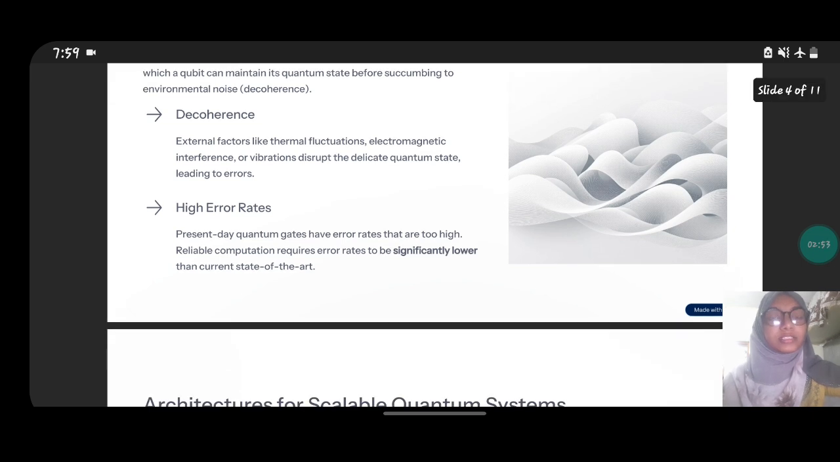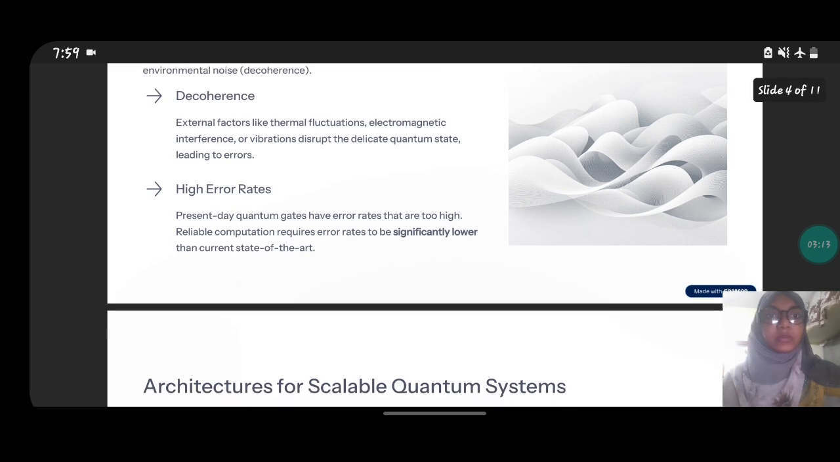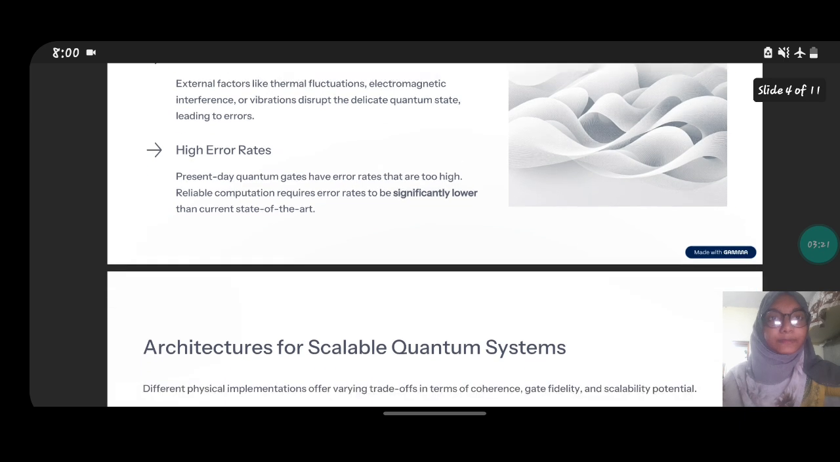So, high error rates. Present day quantum computing gates have high error rates, quantum gates like the Pauli X gate. So these are some examples. These rates are too high, as reliable computation requires error rates to be significantly lower than the current state of the art.